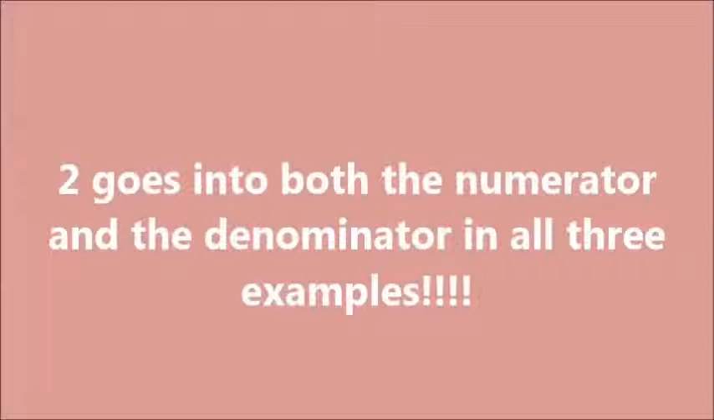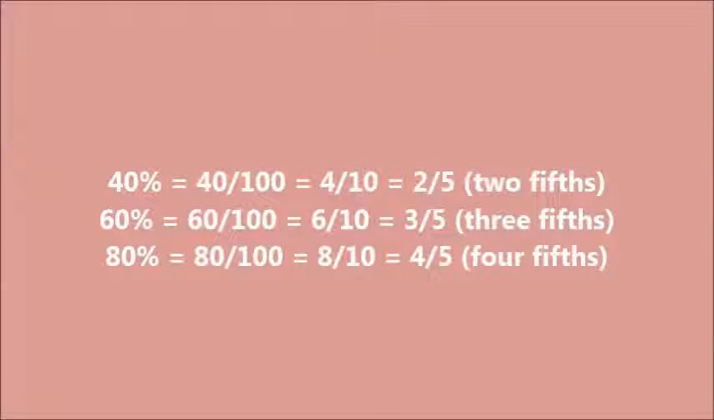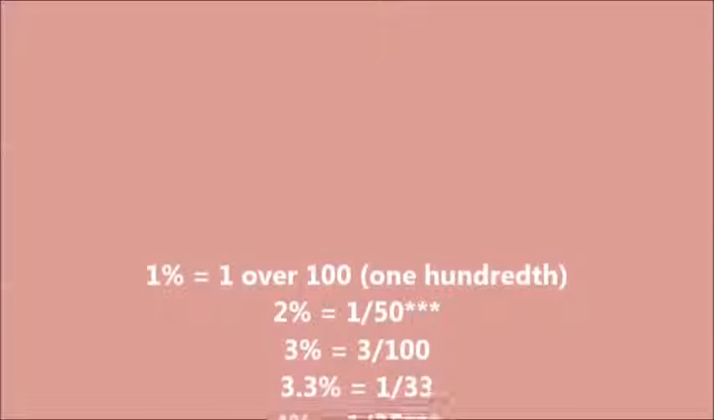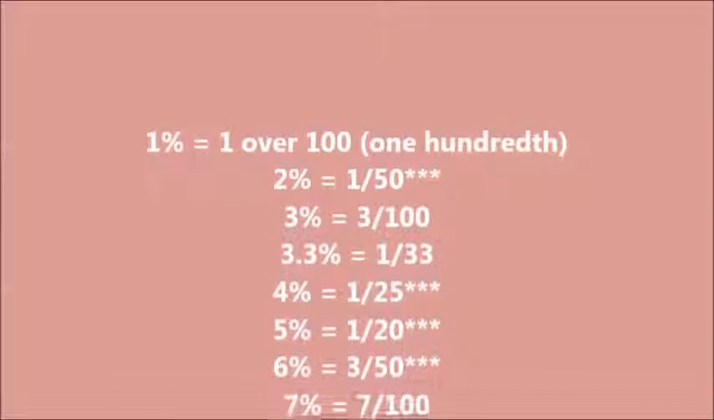The number 2. Number 2 goes into both the numerator and the denominator in all three of these examples to reduce the fractions. So therefore, 4/10, which originally started off as 40%, then 40 hundredths, 4/10, yes, we got it down even further, we got it down to 2/5. And 6/10 becomes 3/5, okay? 8/10 becomes 4/5. That's reducing them as far as they will go. Okay, I hope you've taken that in okay.